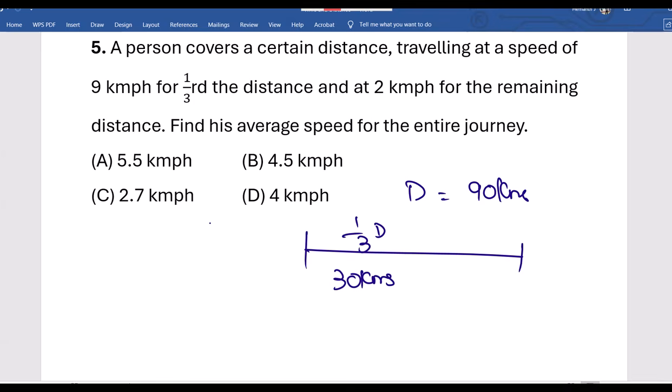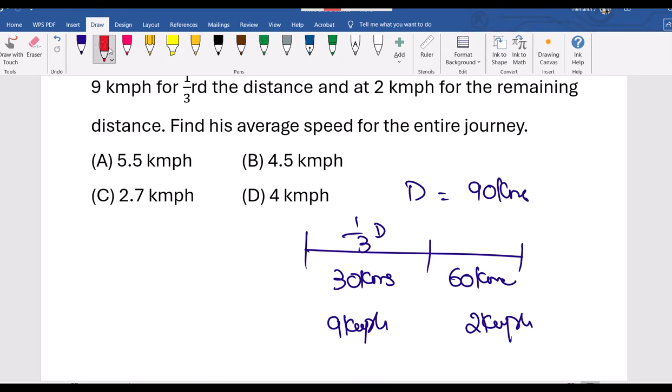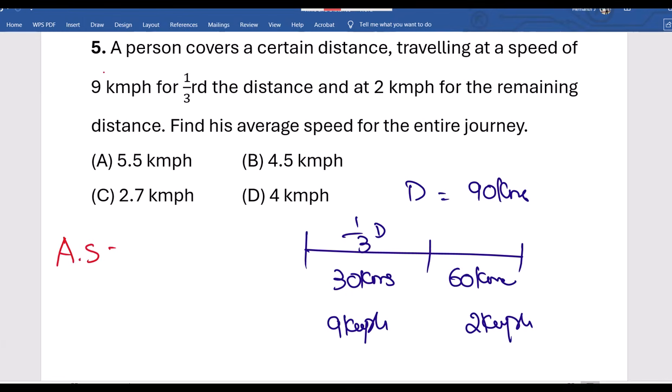Remaining distance is what, sir? This 30 kilometers at what speed? 9 kilometers per hour. Remaining 60 kilometers at 2. Now see how simple average speed is. Total distance. What is the total distance, my dear? 90. Timing now: 30 divided by 9 plus 60 divided by 2.